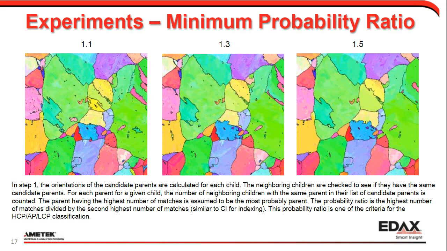There's something called the minimum probability ratio in Ranger's paper, and this comes about because the orientations of the candidate parents are calculated for each child. And then the neighboring children of one child are checked to see if they have the same candidate parents. So there's this minimum probability ratio that says how well the two lists match between two neighboring child grains. And you can use that as a criterion during this classification of the points as high confidence, ambiguous, versus low confidence. And so you can see the results of using different values for that. As you go to larger values, you tend to get rid of the tinier grains, which can actually be positive, but it also tends to strip away some that I think look like probable good variants, particularly on some of the twins in this microstructure.